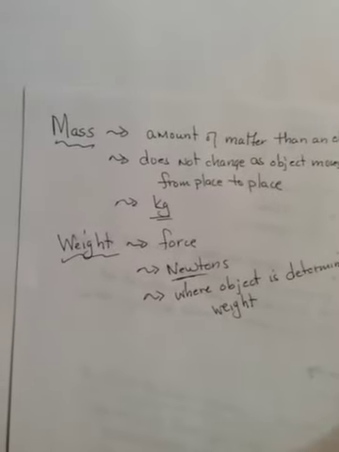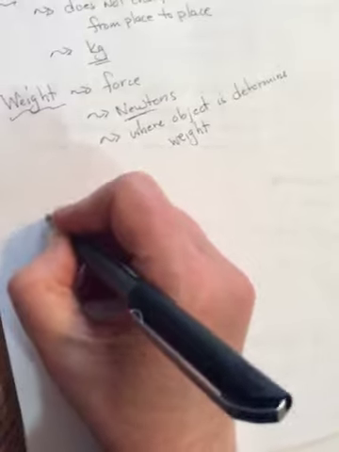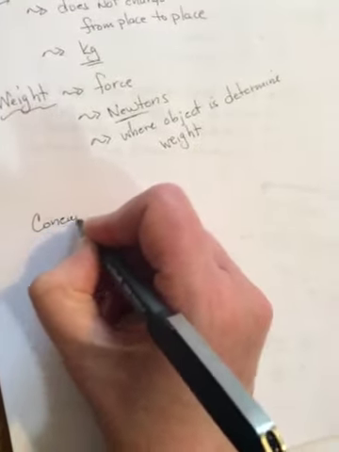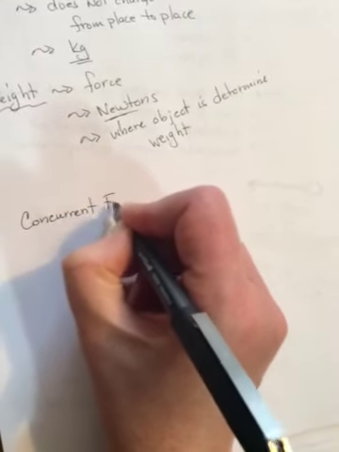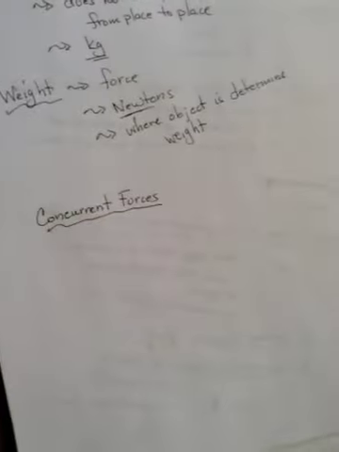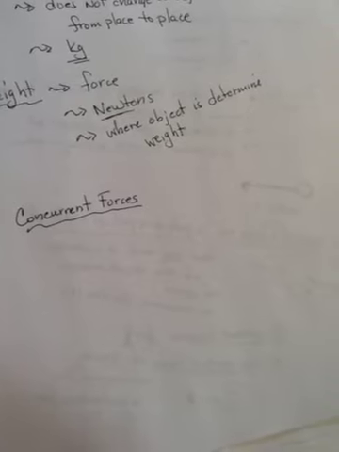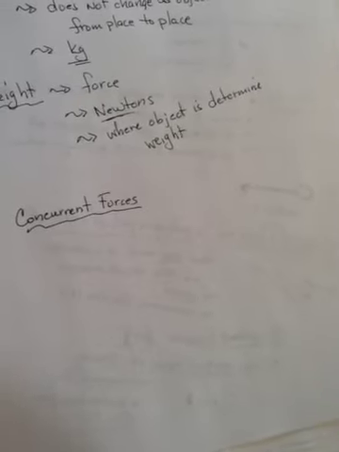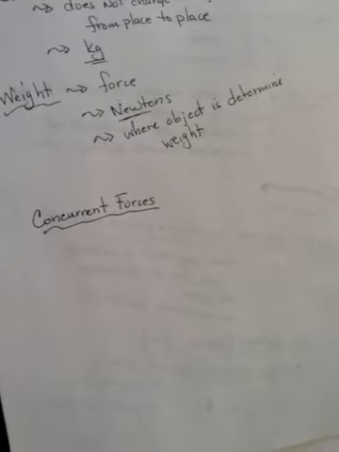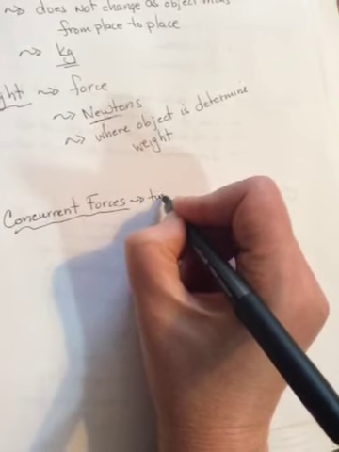Okay, a couple of other definitions. One is the word concurrent, as in concurrent forces. But you probably heard the word concurrent used in different ways, like concurrent events. Concurrent events are events that are happening at the same time. So concurrent forces are two or more forces acting on the same object at the same time.